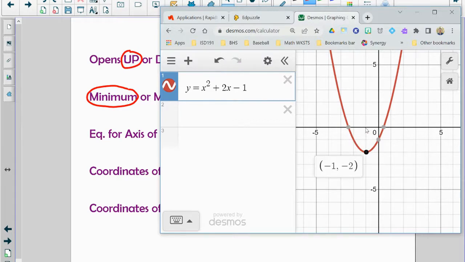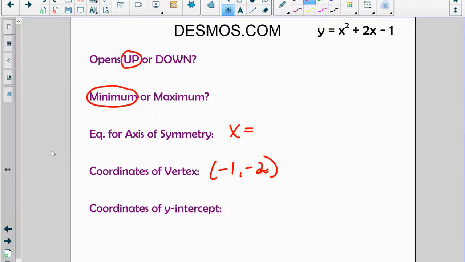So that means my x value of this line that would go right through the middle of the parabola is always going to be -1. So my axis of symmetry equation is x equals -1 because that was the x coordinate from my vertex. It'll always match like that.